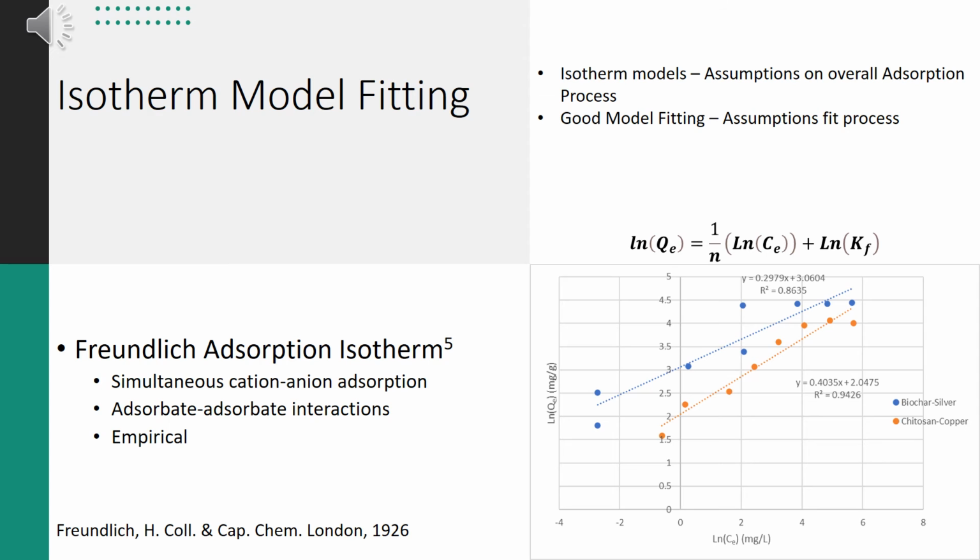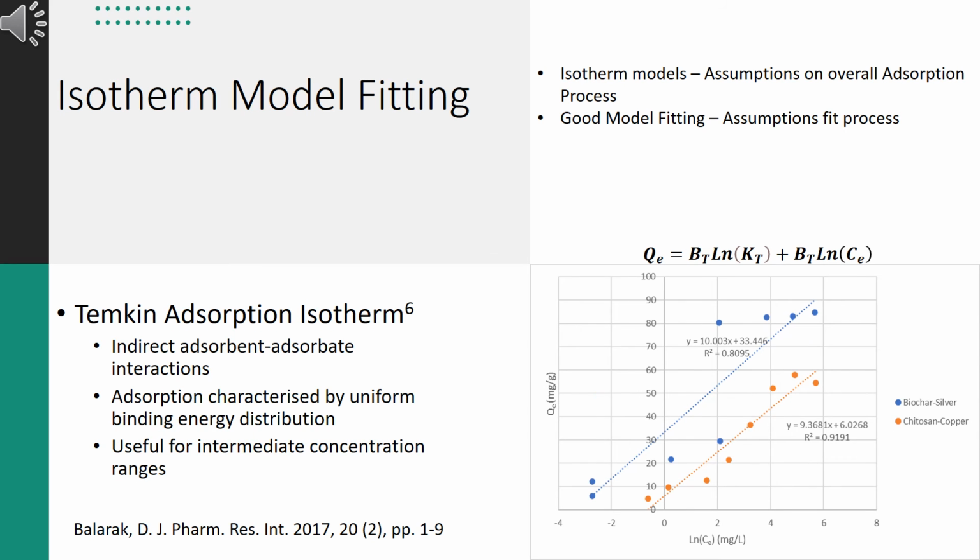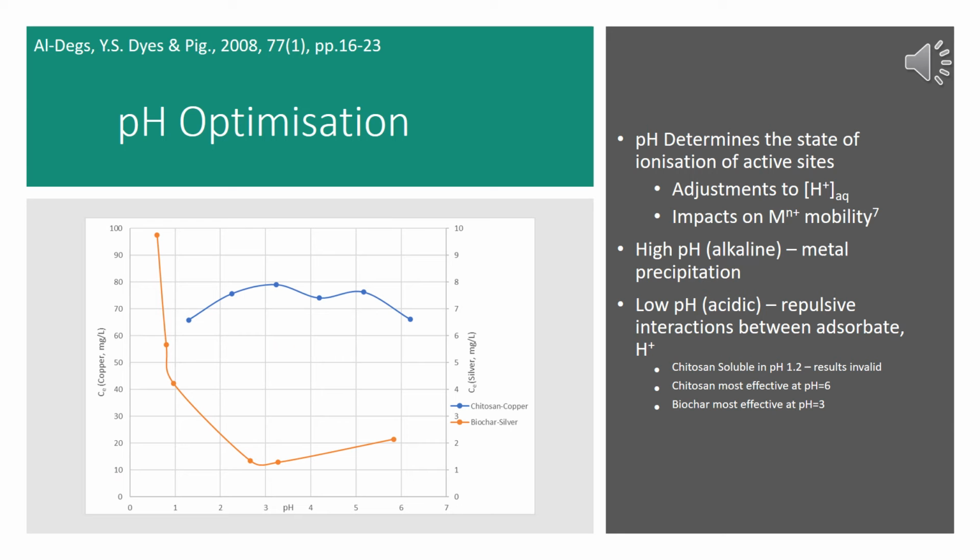We also fitted the Freundlich model, but you can see that the R-squared values were not as high as the Langmuir model, so it appears that the Langmuir model is still the most effective at governing what this process was doing. Same again for the Temkin model. Again, you can see we have quite a good R-squared value, but these are not as high as the Langmuir model, so we can conclude that the Langmuir model is the most effective model at governing the overall adsorption process.